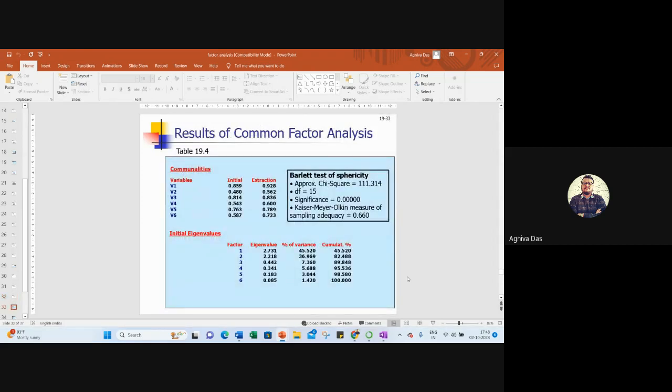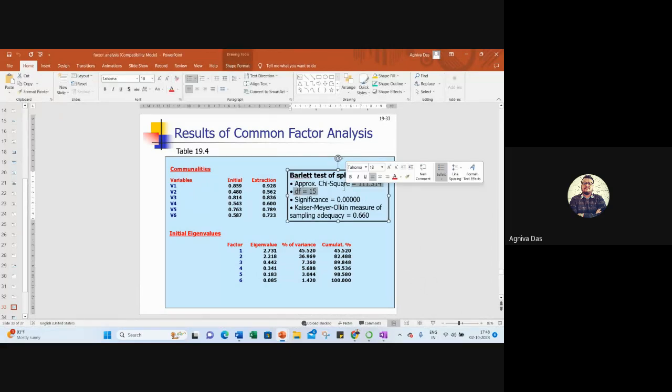Now, some results are given here. Obviously, Bartlett's test of sphericity is given here. The degrees of freedom here is 15.